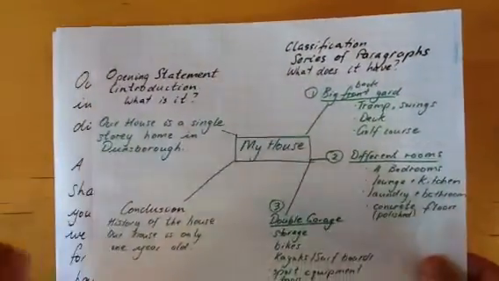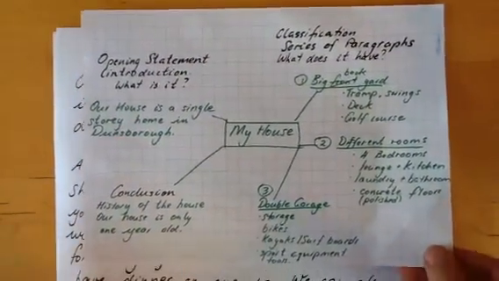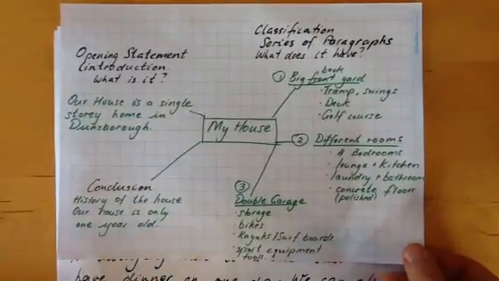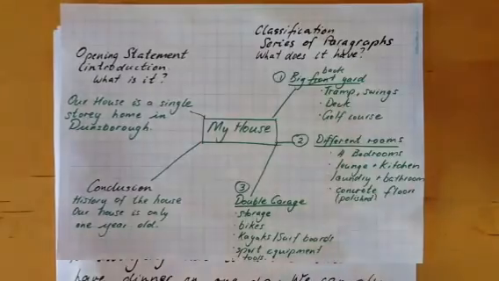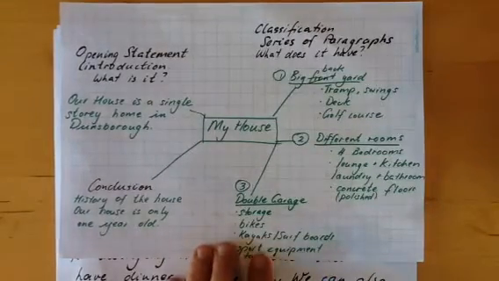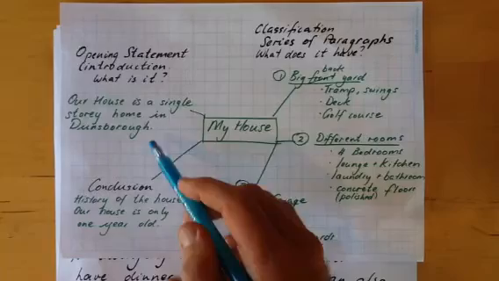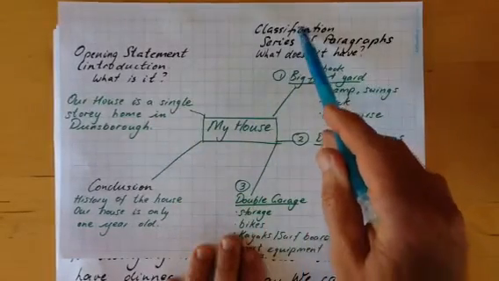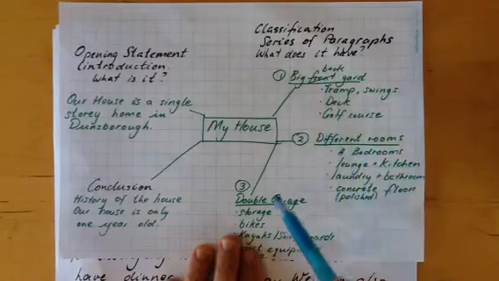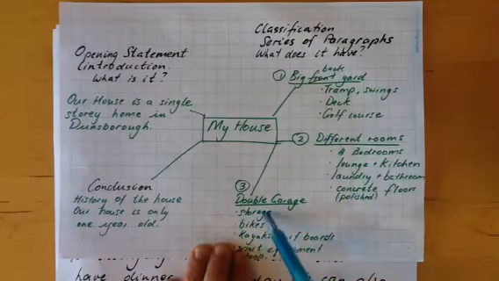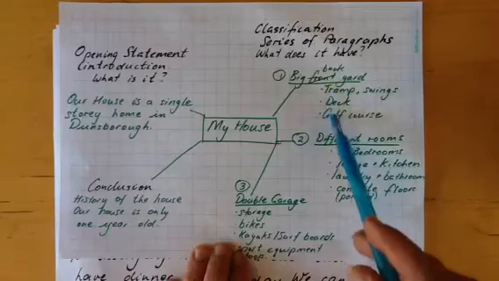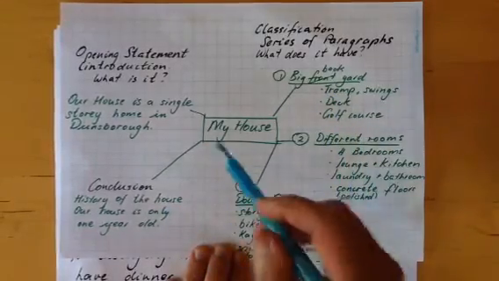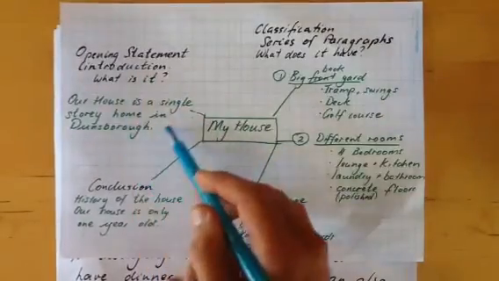So in this video we're going to demonstrate how we turn our mind map, or our planning for my house report, into a full report. We've planned our opening statement introduction, our classification, the 3 paragraphs and what we're going to put in each of the paragraphs, all planned out, and our conclusion kind of planned out as well. So let's start with our opening statement first.